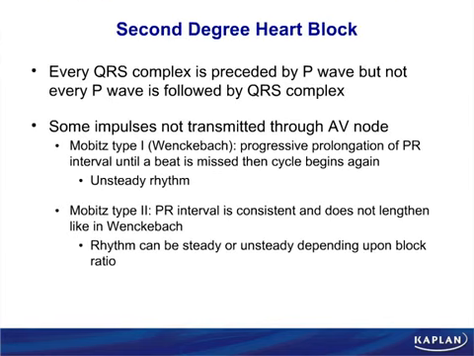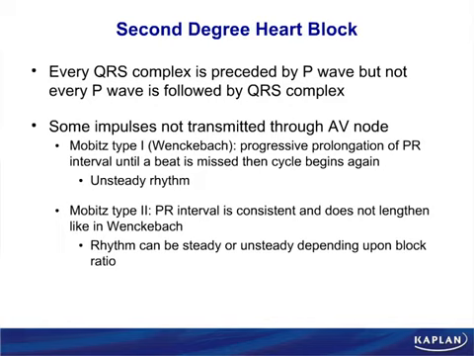All right, next is second degree heart block. In second degree heart block, every QRS complex is preceded by a P wave, but not every P wave is followed by a QRS. That is the definition, so hone in on it. Which means some of the impulses are not getting through the AV node. We're going to have two types of second degree heart block. Mobitz type 1, also known as Wenckebach, has a progressive prolongation of the PR interval until a beat is missed, and then that cycle begins again.